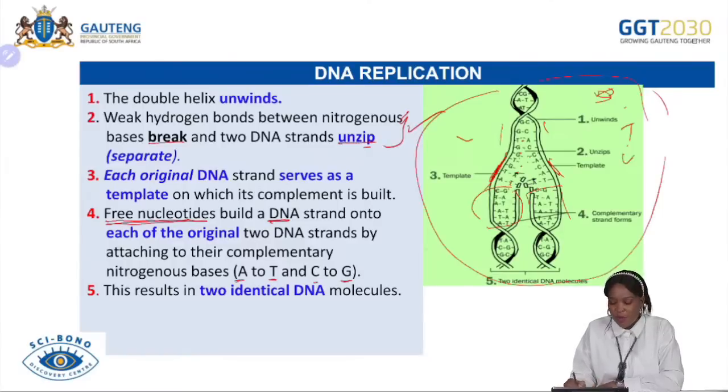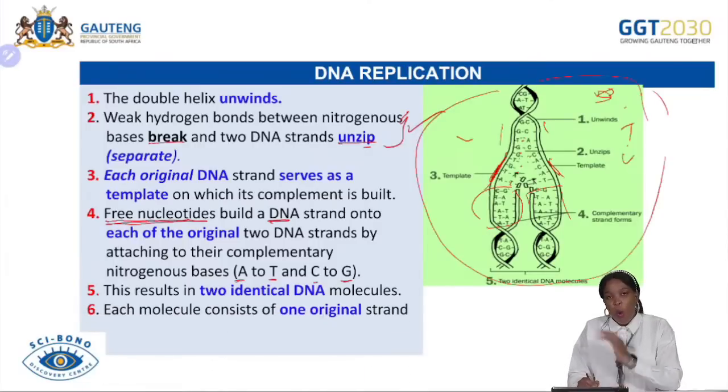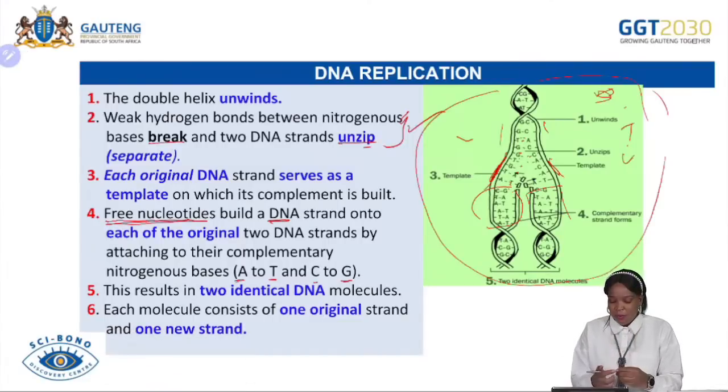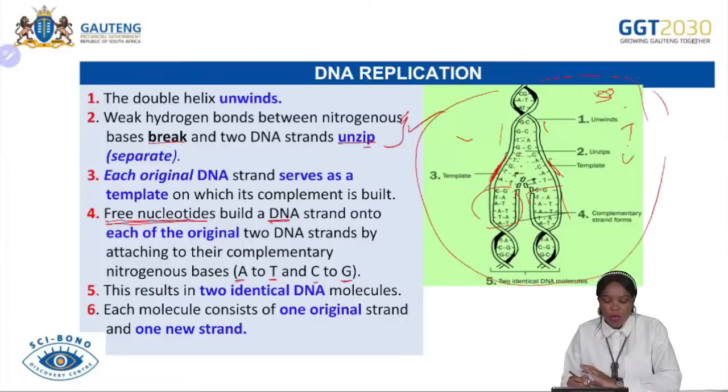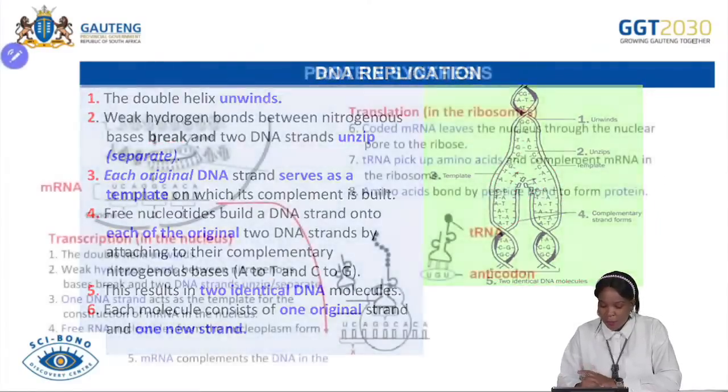So DNA in this form has replicated. Now, each molecule consists of one original strand and a new strand. So that is the essence of explaining what DNA replication is.